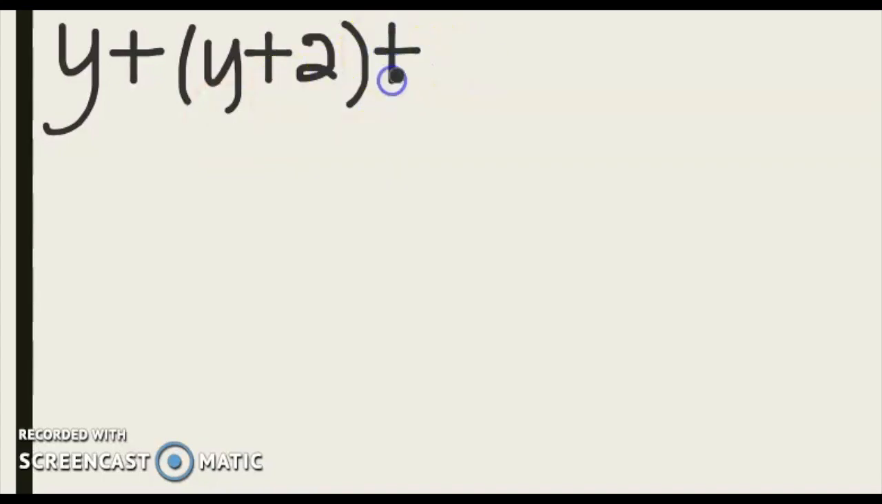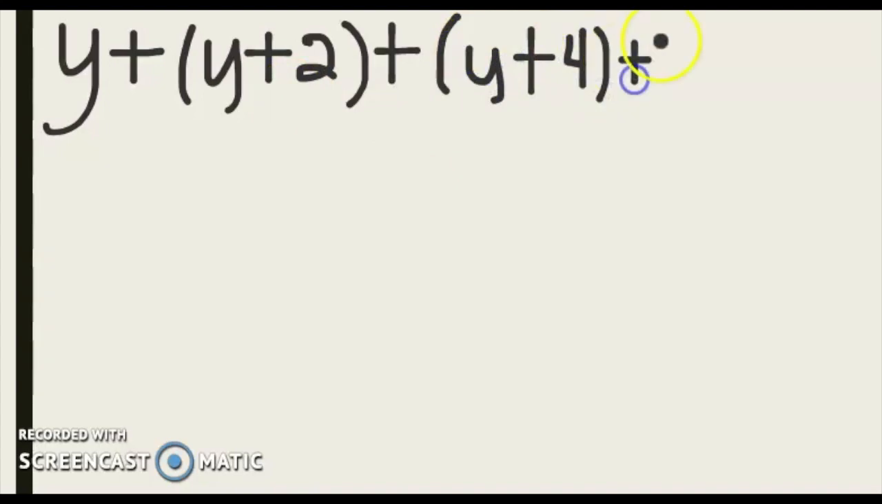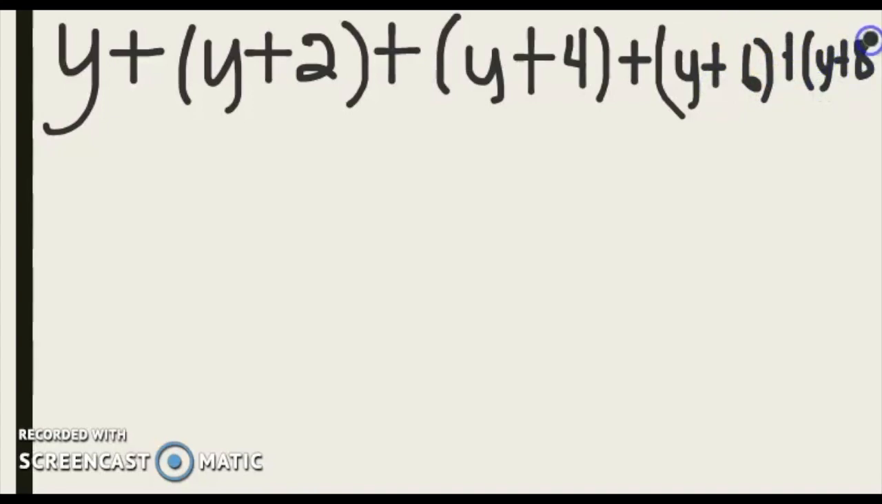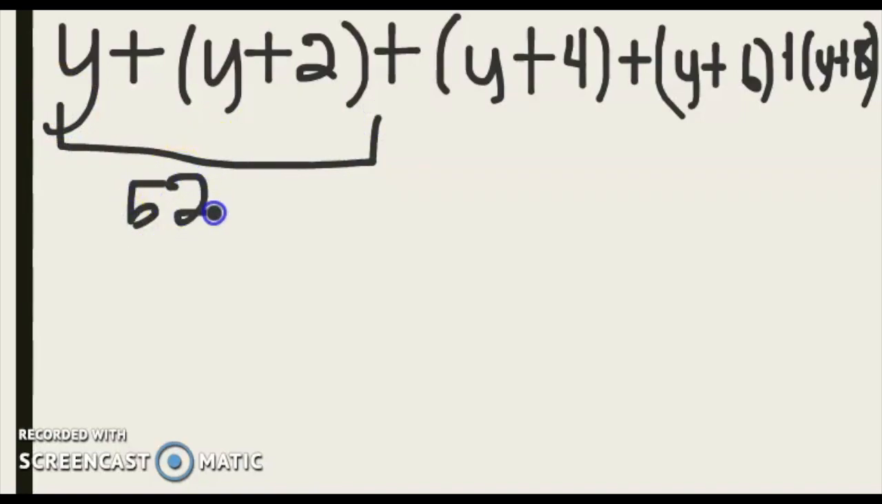So what comes after that will actually be y plus 2 plus 2, so that becomes y plus 4. And then we add 2 again, so that becomes y plus 6. And then lastly, y plus 8. Okay, so if the sum of the first two of the 5 consecutive odd numbers is 52, so that becomes y plus y plus 2 equals 52.